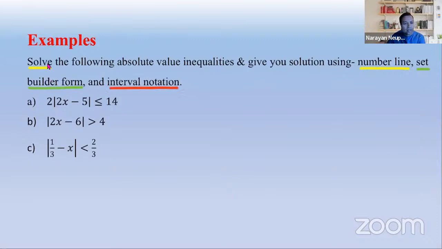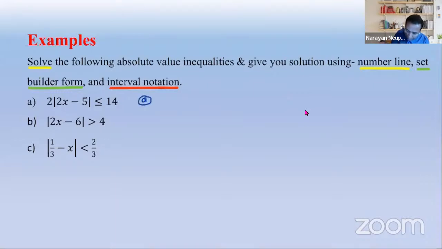So what we are doing here is we are going to solve the inequality first. And by solving the inequality, you will get our solution or the answer. And we have to write our answer in these three different forms. There are three ways to represent the answer. That's why we are going to use all three ways here. So let's begin with the first one, A.